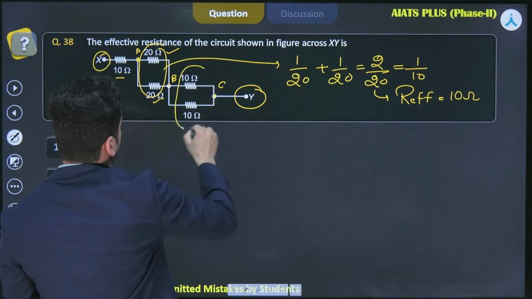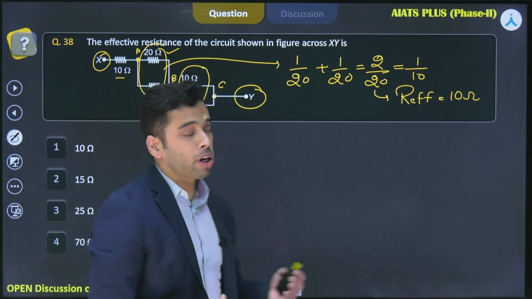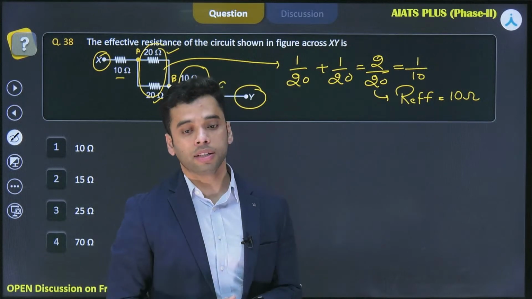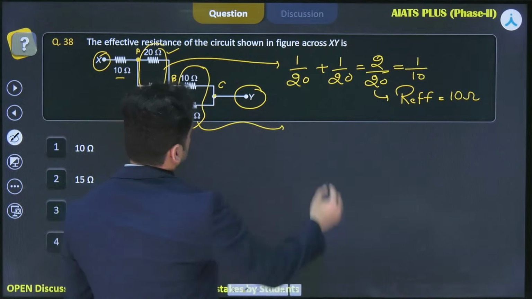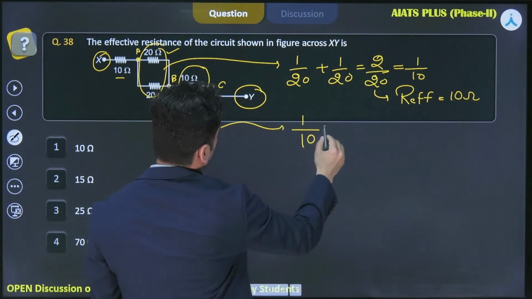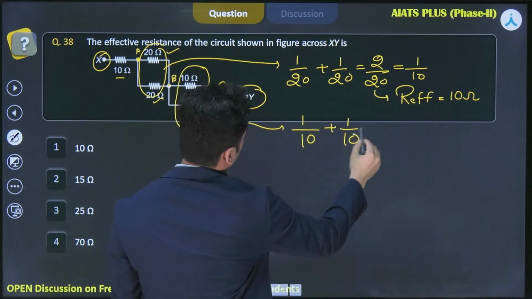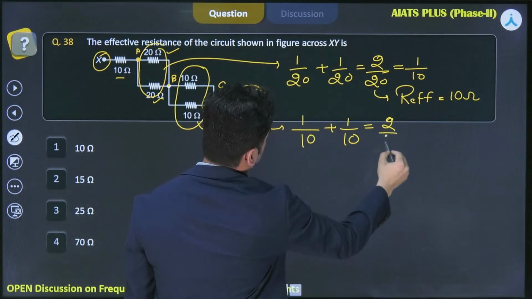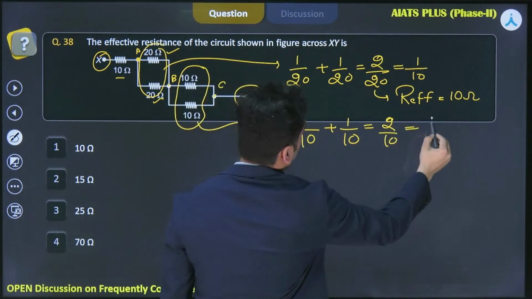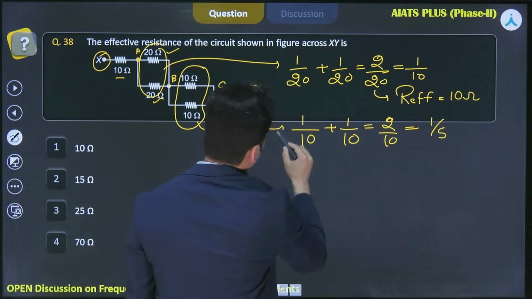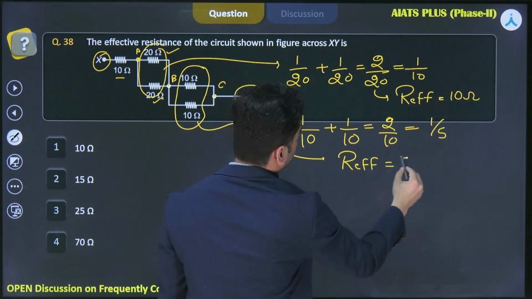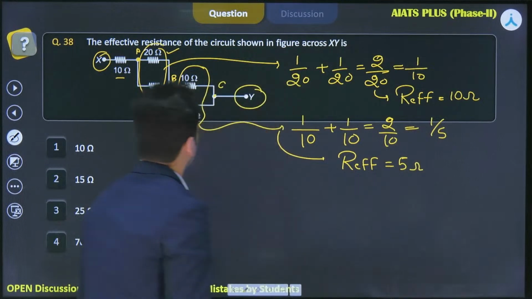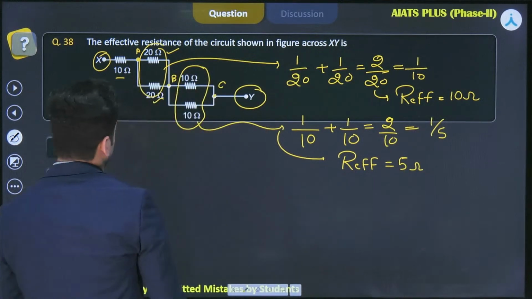Right? Now, this point is B, this point is C. For this part, again, they are in parallel combination because the potential difference across both of them is the same. So the effective resistance will be 1 over 10 plus 1 over 10, that is equal to 2 over 10, and this is equal to 1 over 5. So R effective in this case is equal to 5 ohm, right? So let me redraw the circuit for you.